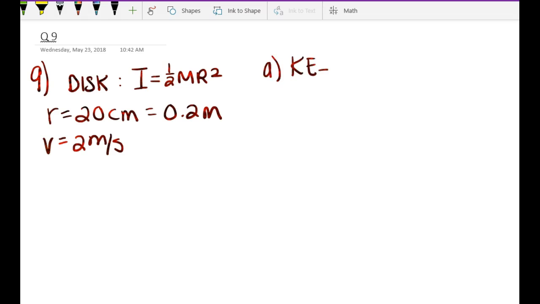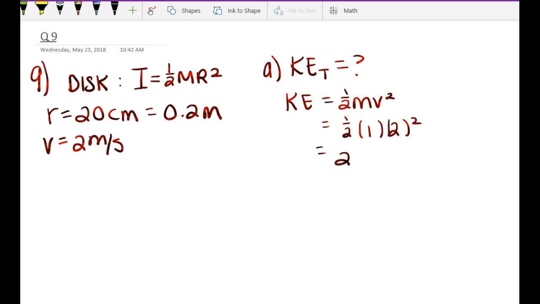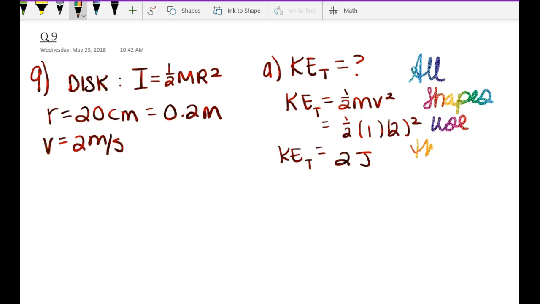Step 1, what's the translational kinetic energy? That formula is always 1/2 mv squared, no matter what. The problem tells us that the mass is 1, and the velocity is 2, so that ends up being 1/2 times 1 times 2 squared, which is just 2 joules of energy. So translationally, as it's rolling, it has 2 joules of energy. And that is the formula for all shapes. Translational kinetic energy is always 1/2 mv squared no matter what.